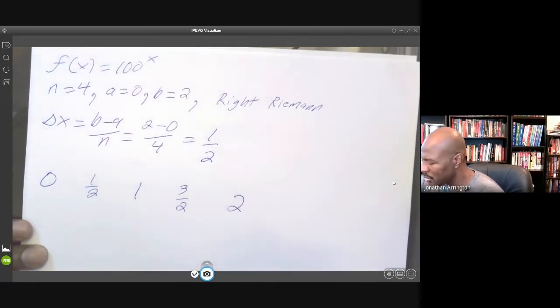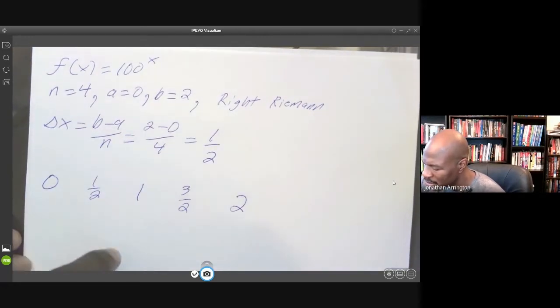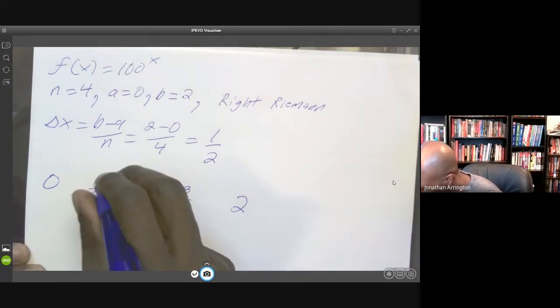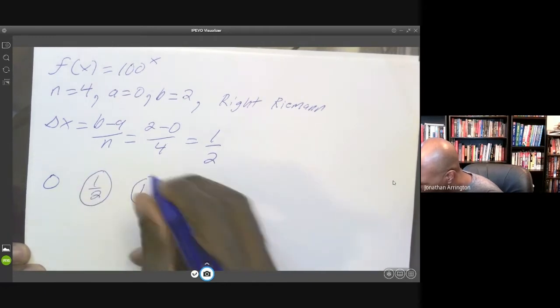So it's kind of like an arithmetic sequence, if you will, where your common difference is the value of delta x. Now, when you have the numbers of your subintervals, you're going to evaluate the function at each of those numbers except for one, and depending on if it's a left or right Riemann sum, which one you're not going to use. So when you're doing a right Riemann sum, you're going to use every number except for the first number. So I'm going to use all of these numbers.